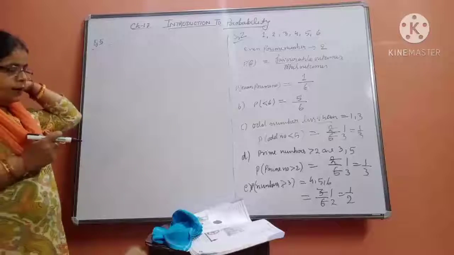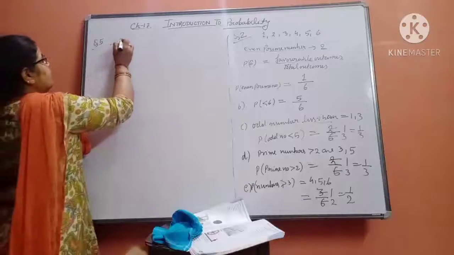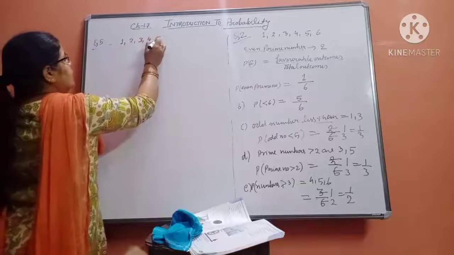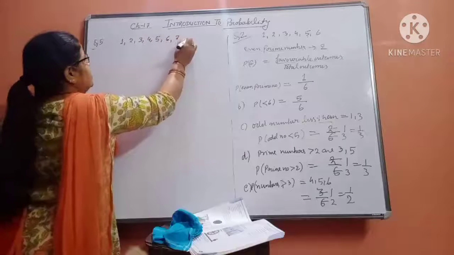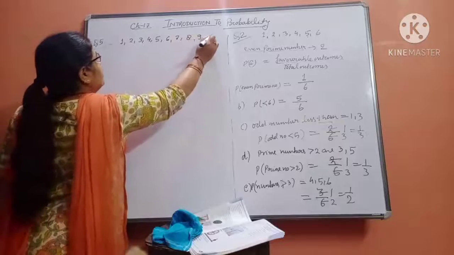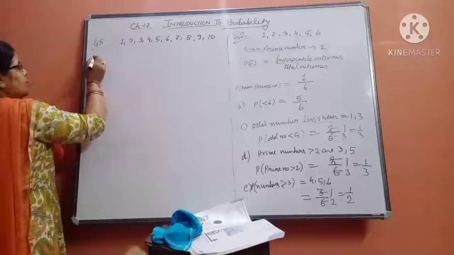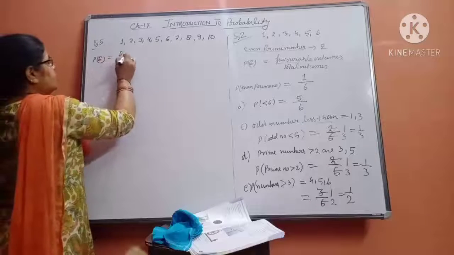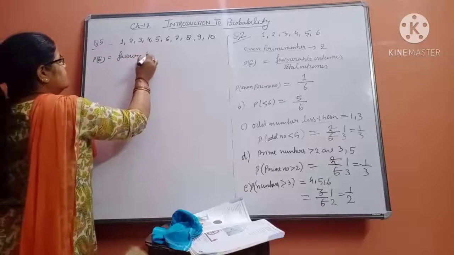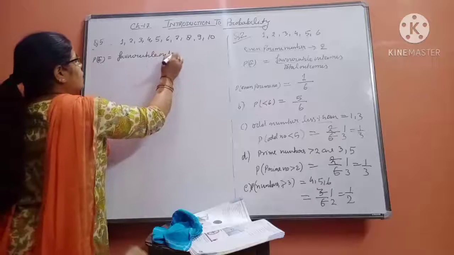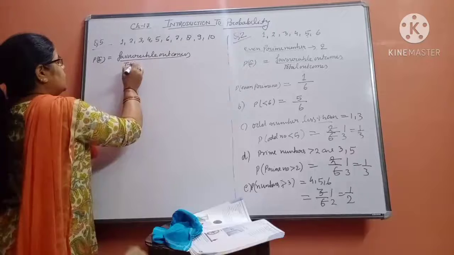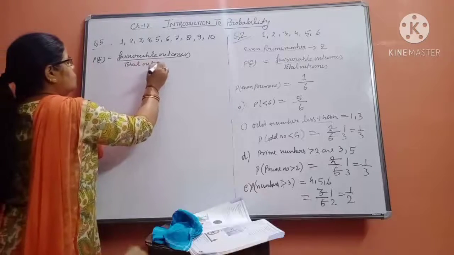See that beta, in a box numbers 1 to 10 are written. I am writing first 1, 2, 3, 4, 5, 6, 7, 8, 9 or 10. Afterwards I am writing the formula: probability of an event is equal to favorable outcomes upon total outcomes.